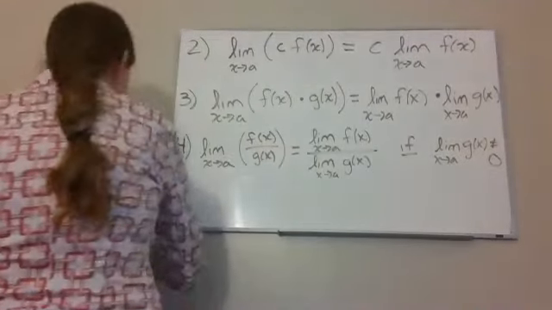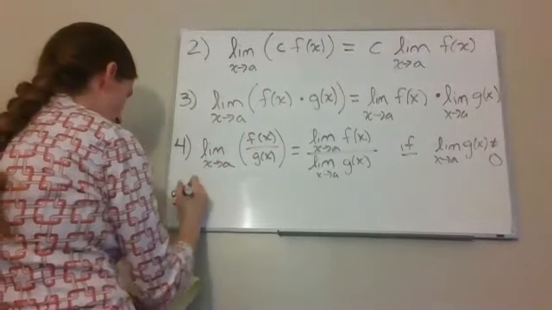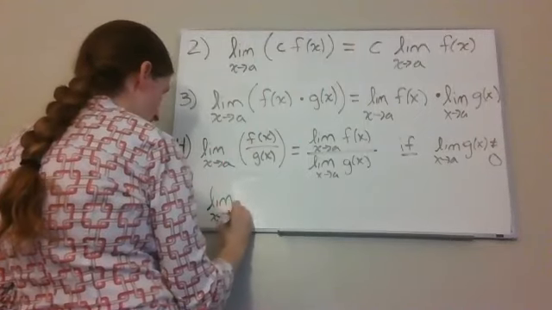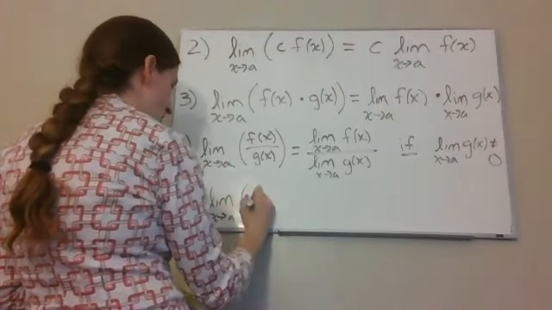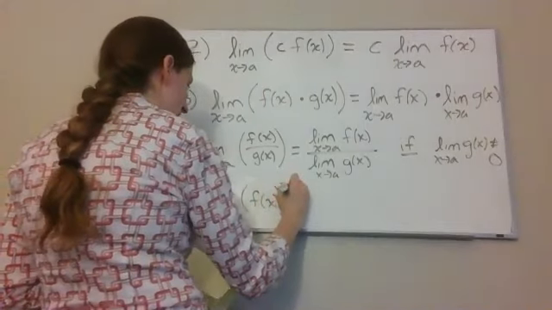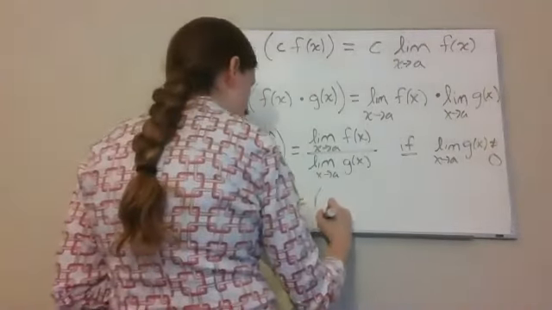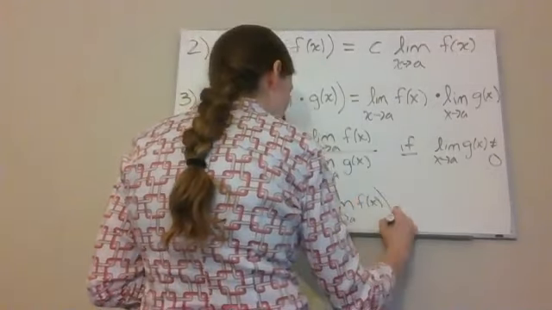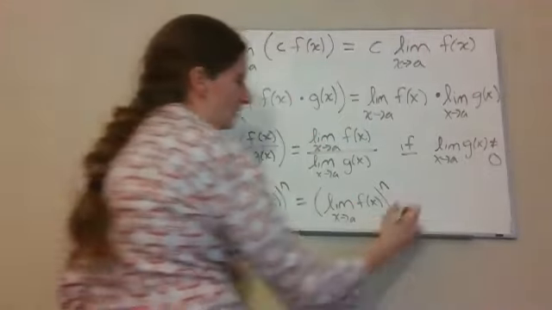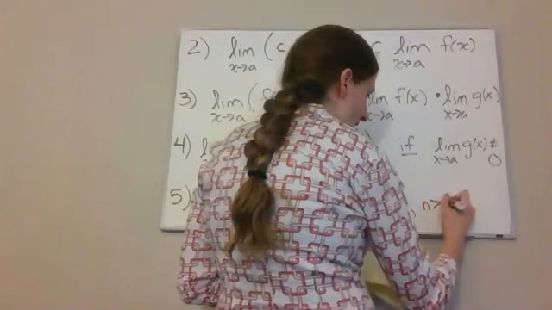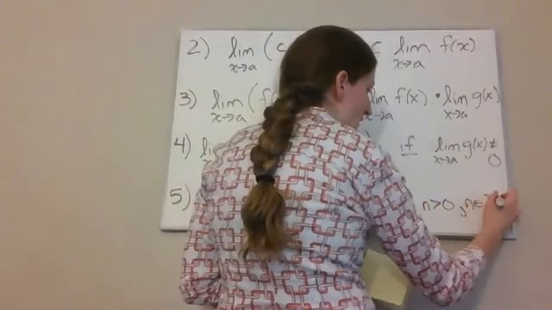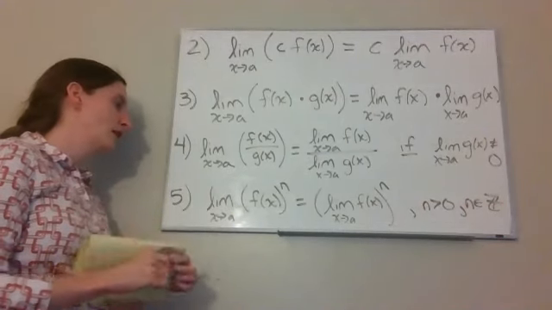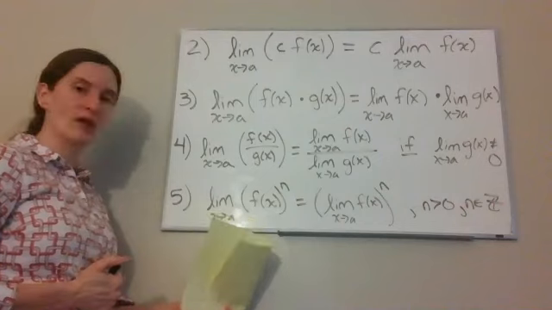Limit law 5 involves powers. The limit as x approaches a of a function to the nth power is equal to the limit of the function to the nth power. And we're using positive n, which also happen to be integers, so positive whole numbers. So the limit of a power is the power of the limit.